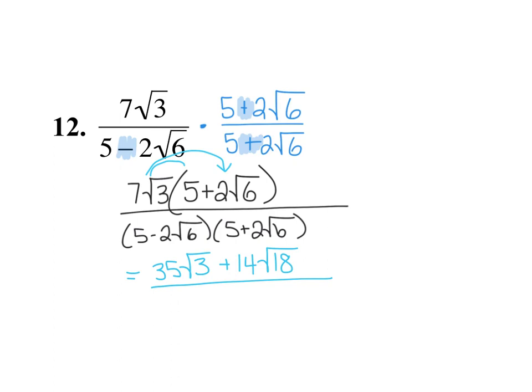In the denominator, first times first, we're FOILing, 25. Outside, plus 10 root 6. Inside, minus 10 root 6. That's a good sign. Your outside and inside should be opposites. Minus, my last times last. 2 times 2 is 4 square roots of 36.